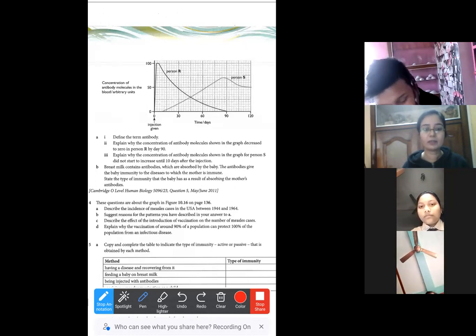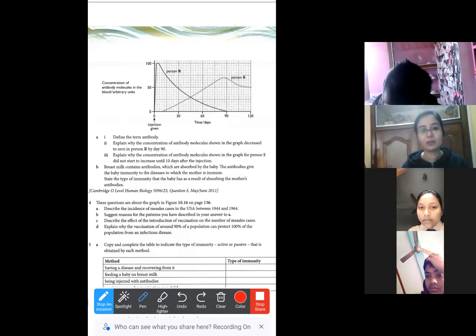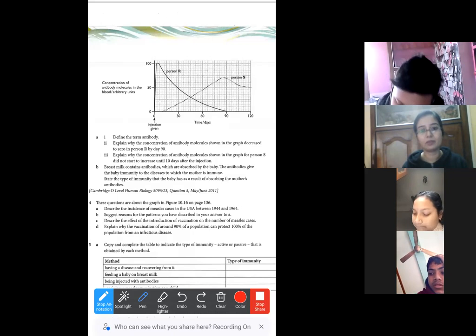The concentration of antibody molecules shown in the graph for person S did not start to increase until 10 days after the injection, because once a pathogen enters the body of a person, it takes some time for the detection of the pathogen.